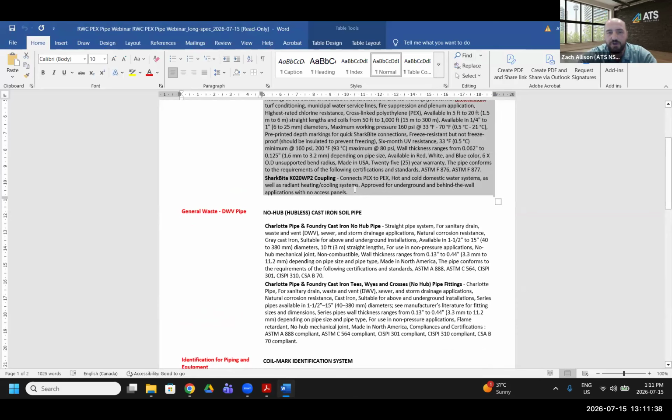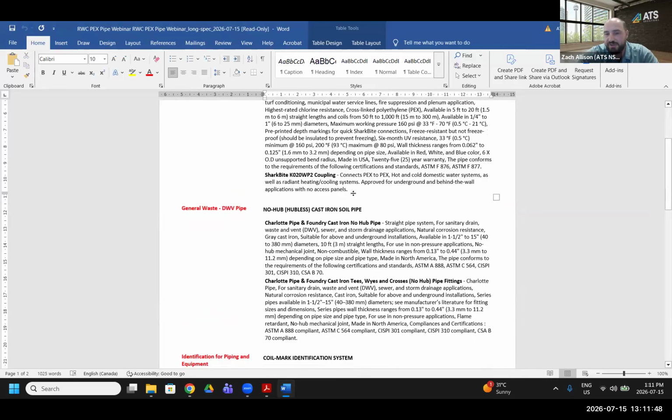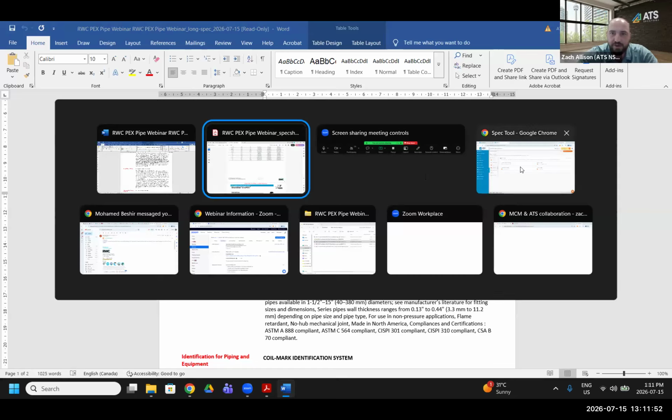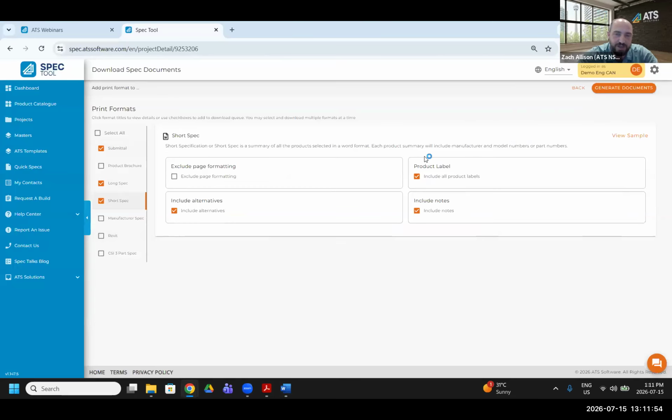And if you're saying, well, we use a performance spec and then list out the brands, that's where our CSI format falls. And if you want less information, then maybe it's more like our short spec format. All these different formats are freely available. Just check the box, hit the button, and then get what you need. So that's the goal of the system.